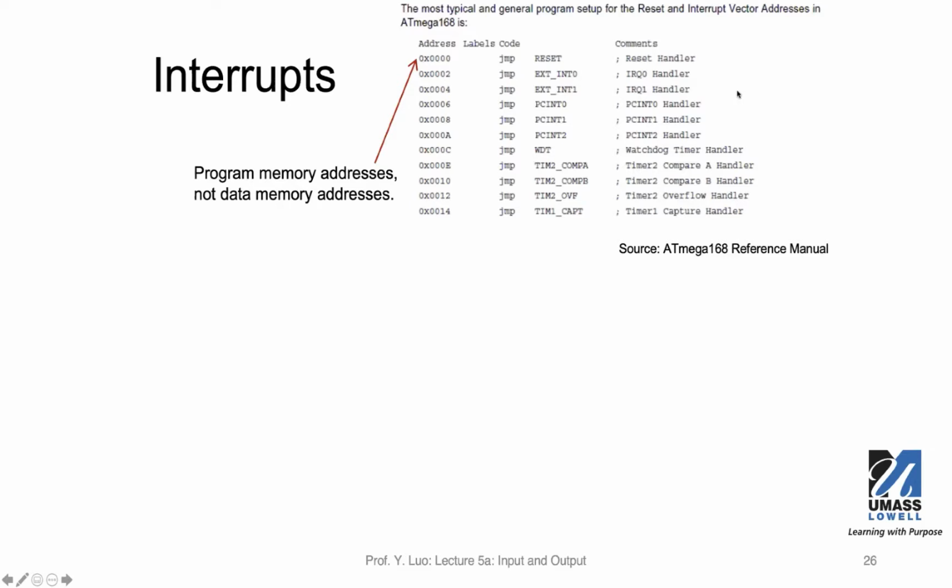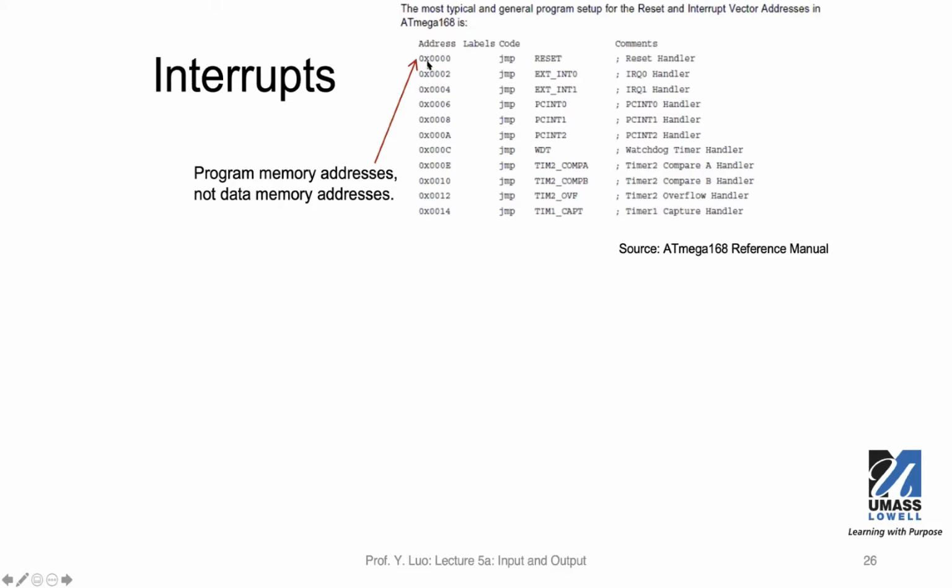Okay, so this diagram on the top here shows the addresses for ATmega 168. The first column is the address, and you can see that these addresses all correspond to one jump instruction. For this particular microcontroller, these addresses are fixed for these interrupts.